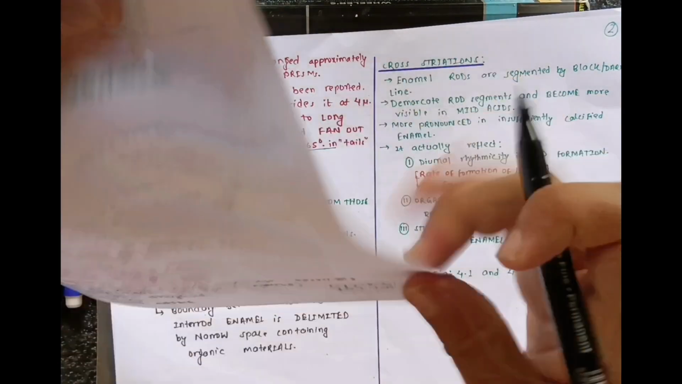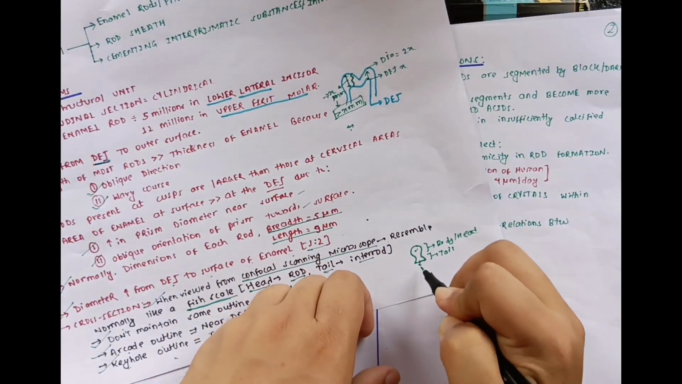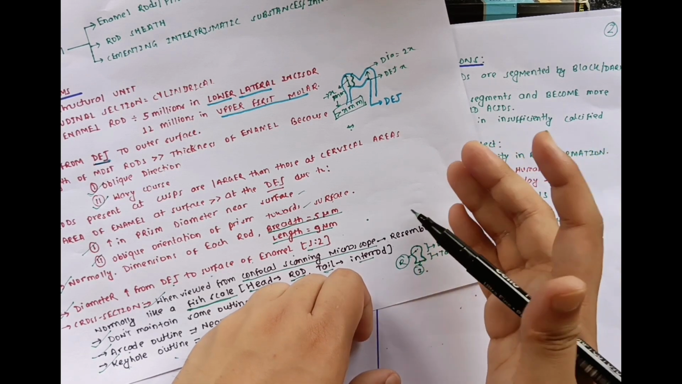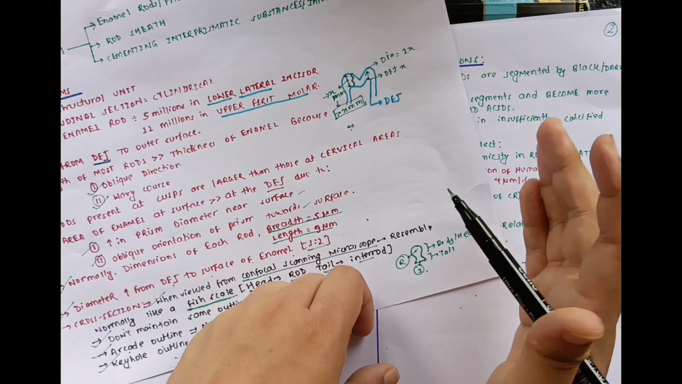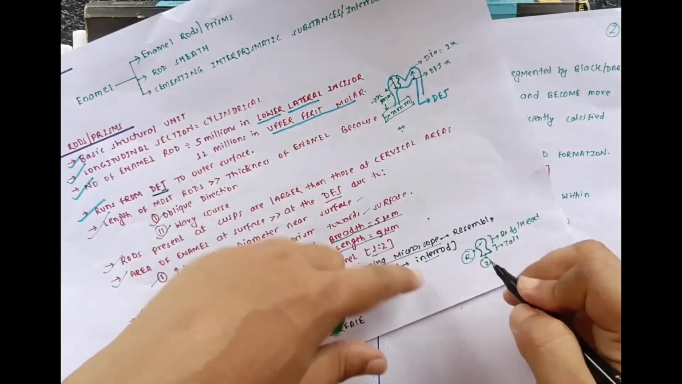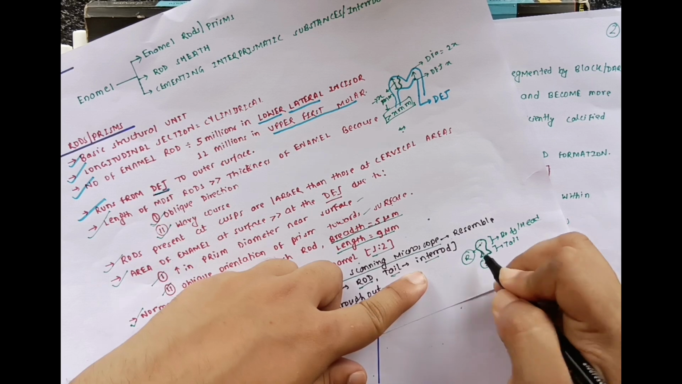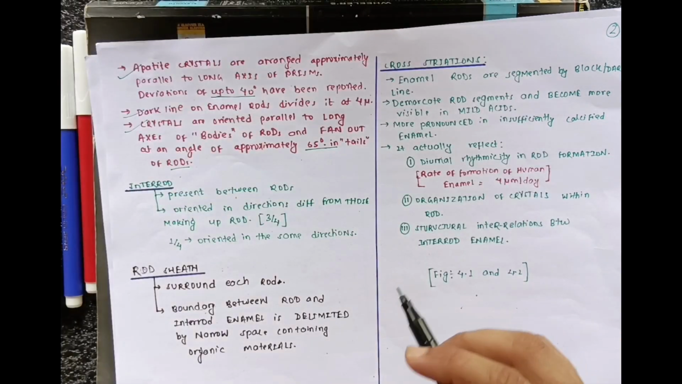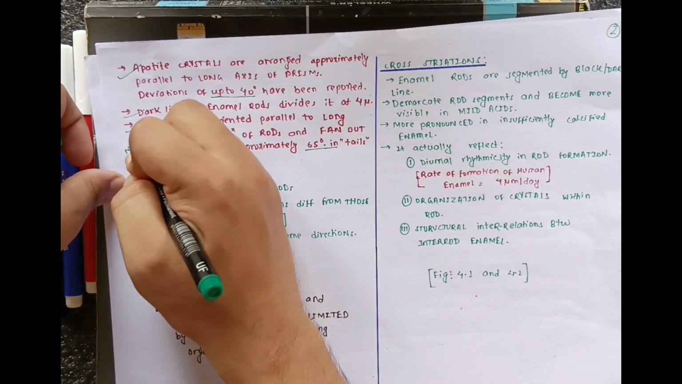So this point also wants to explain to us that, as I have told, in the tail portion there is presence of interrod, and in this portion there is presence of rod. So a deviation of up to 45 degrees is present; 40 degrees has been reported. So the angle that is made by the interrod with the rod is 65 degrees. So the tail will make a 65 degree angle. This is also important for MCQ purposes.